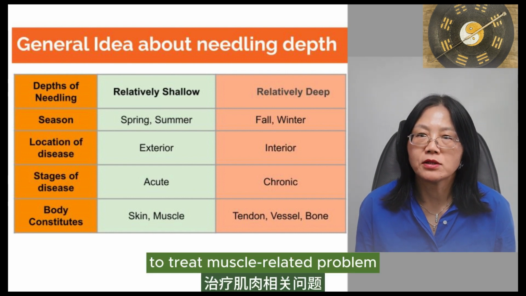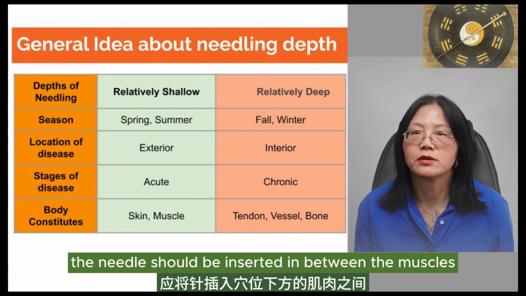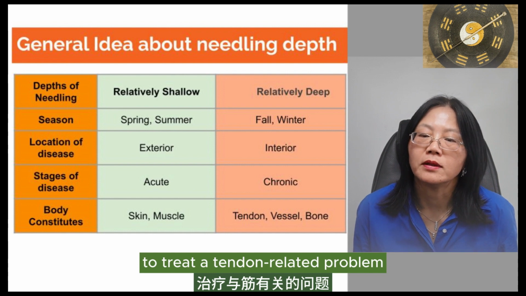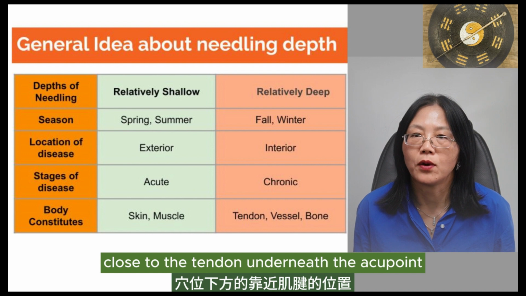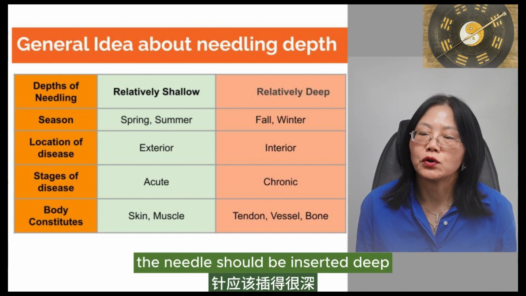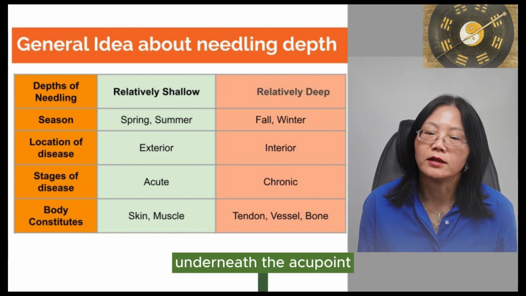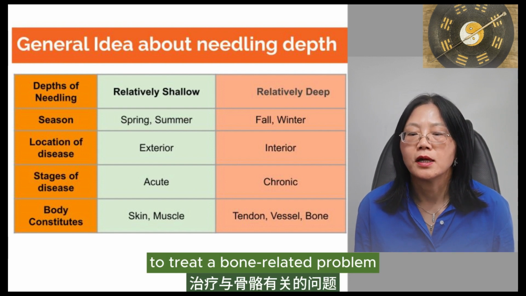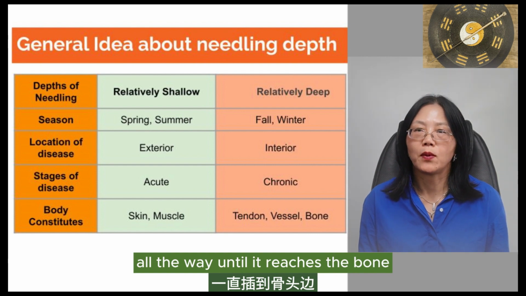To treat muscle-related problems, the needle should be inserted in between the muscles underneath the point. To treat a tendon-related problem, the needle should be inserted close to the tendon underneath the acupoint. To treat blood-related problems, the needle should be inserted deep to the side of the vessels underneath the acupoint. To treat bone-related problems, the needle should be inserted deep all the way until it reaches the bone.